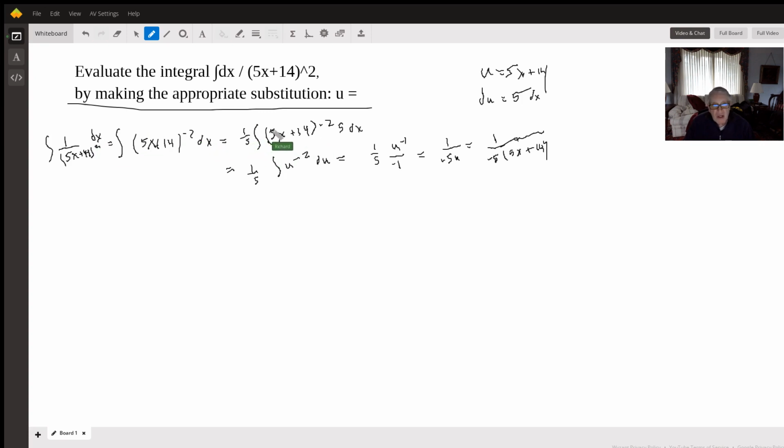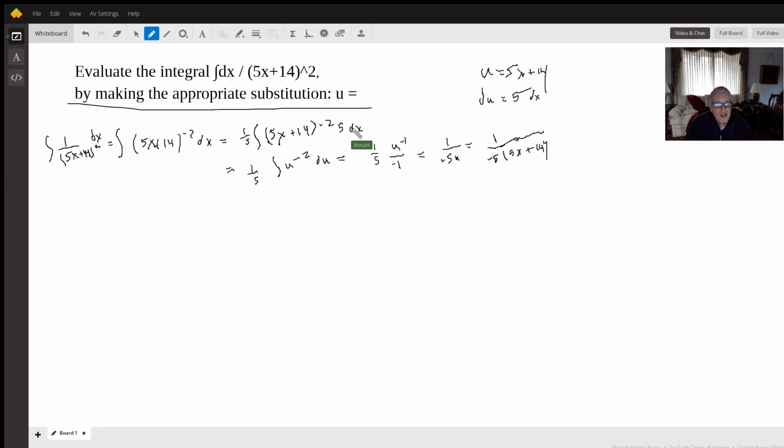Okay, and now we're going to do u-substitution. When you're doing u-substitution, u is usually the more complicated expression in the integral. So I'm going to make that 5x plus 14, and then du is 5 dx. That should be fairly straightforward. Differentiate with respect to x, du dx. Okay, so that's my 5 dx.